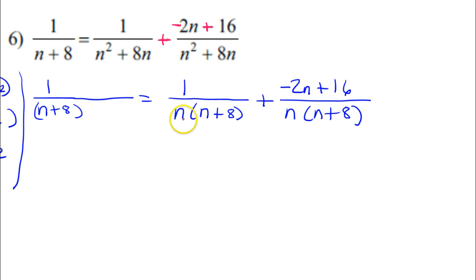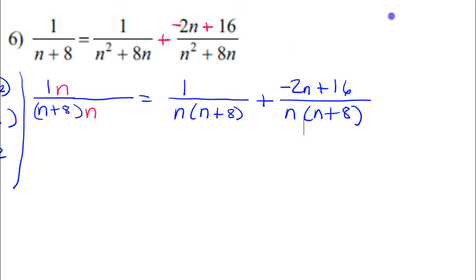These two denominators are already the same, with n and then n plus 8. So this denominator just needs an extra n, which I can do as long as I put another factor of n in the numerator. Now the denominators are all the same.